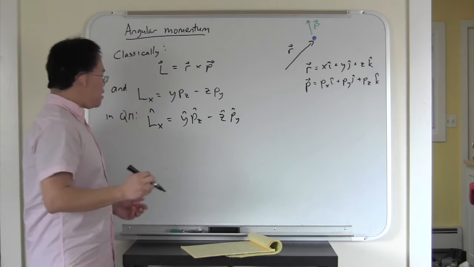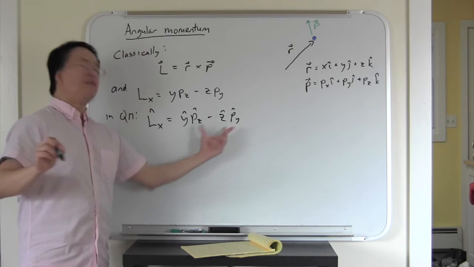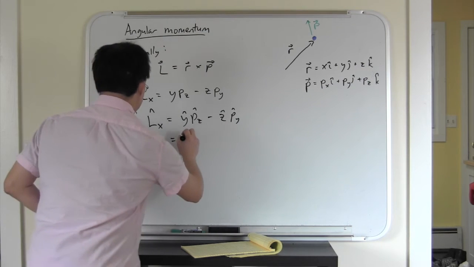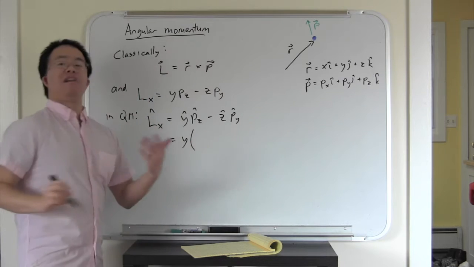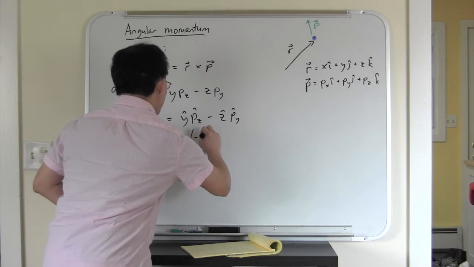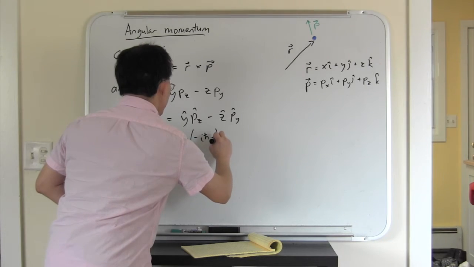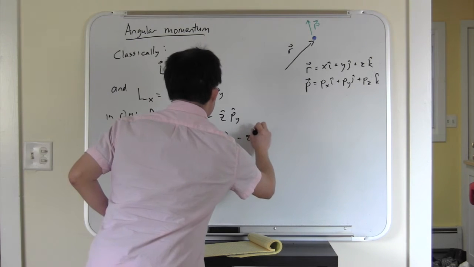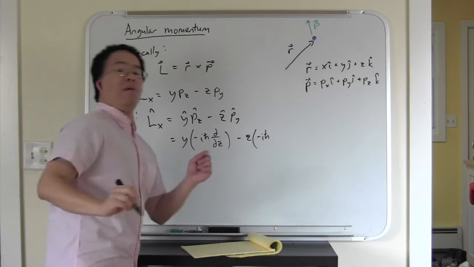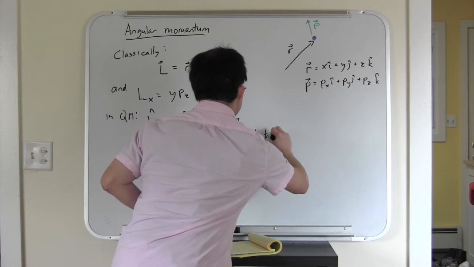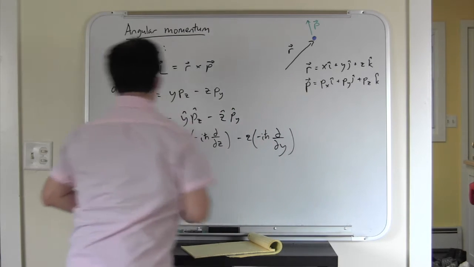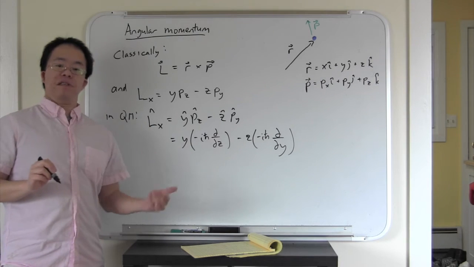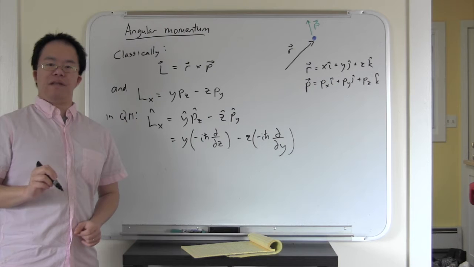And just to make this explicit, we can now write down what these operators are. The y operator is just y. The p_z operator is minus i h bar partial z. And similarly for this other term here, minus z times minus i h bar partial y. So that's how we can construct an operator L_x hat associated with the x component of angular momentum.